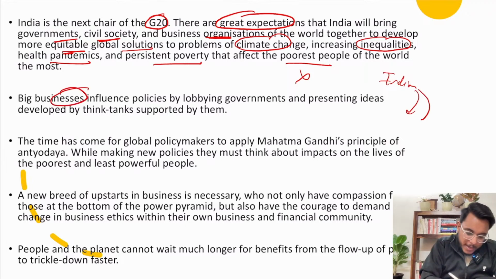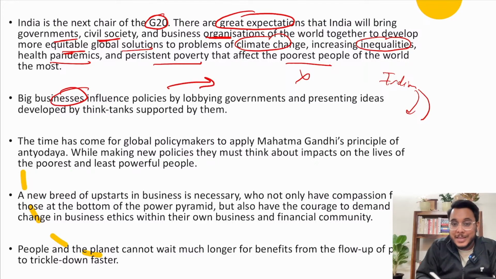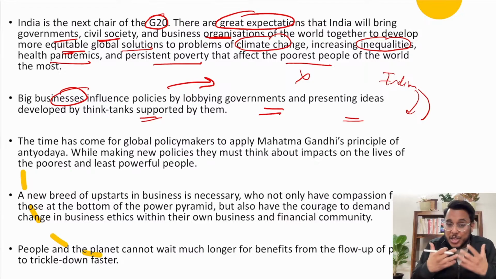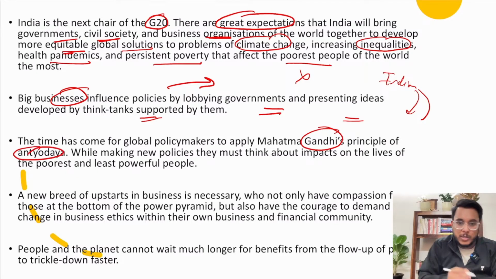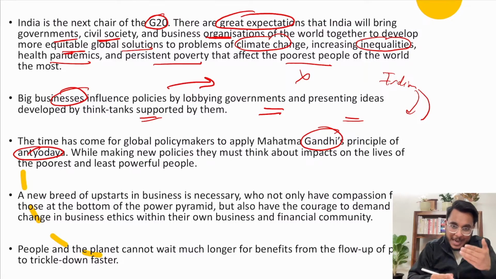Big businesses, okay, basically the big businesses influence policy. They can lobby the government, they can present ideas, okay. The think tanks are producing ideas which have a lot of currency. Now the time has also come that the world should understand the Gandhian principle of Antyodaya. Antyodaya means, now the Gandhian principles of Antyodaya and Sarvodaya are very important.